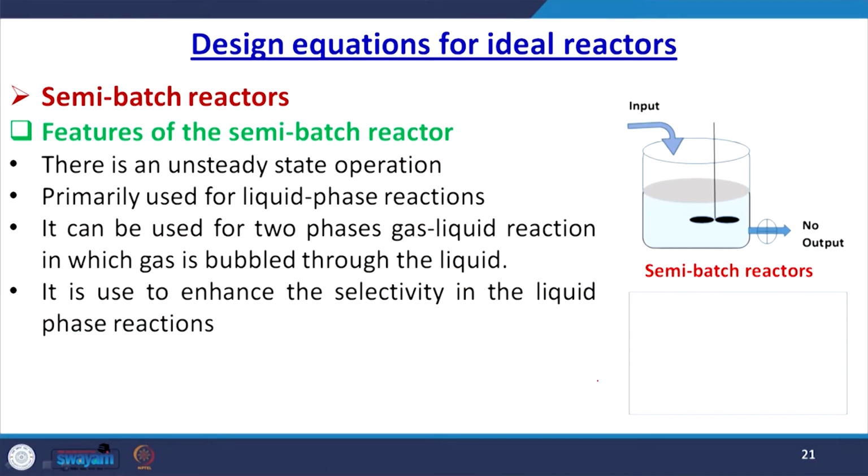Now let us consider the semi-batch reactor. Usually there are various features associated with the semi-batch reactor. As you see here in the figure, there is an input and usually the output is restricted. So this is an unsteady state type of operation and primarily used for various liquid phase reactions. It can be used in two phases, maybe gas-liquid reactions where the gas is usually bubbled or sparged through the liquid, and it is used to enhance the selectivity of liquid phase reactions.